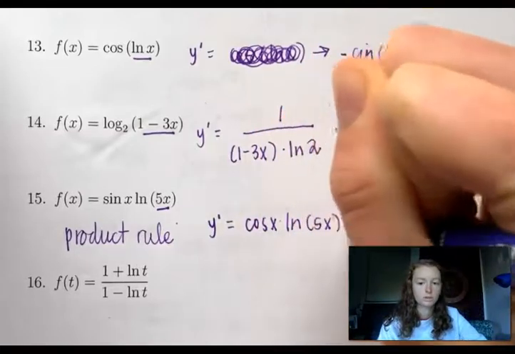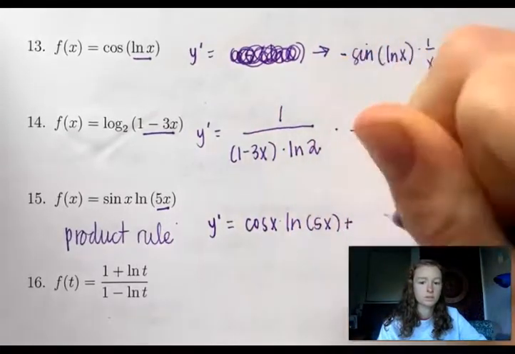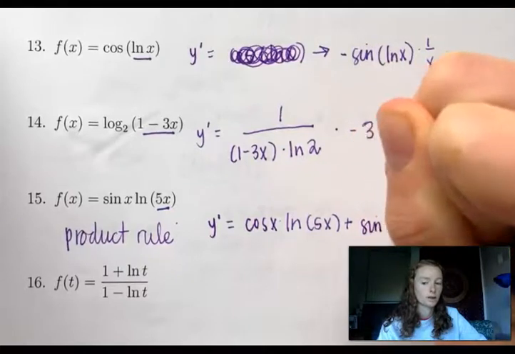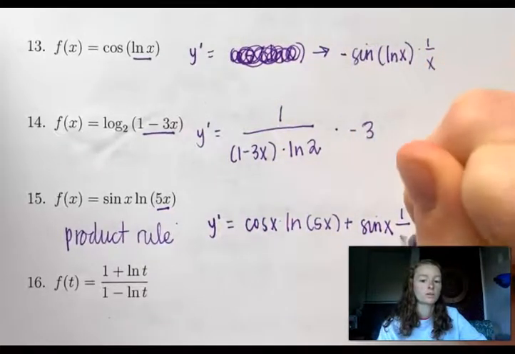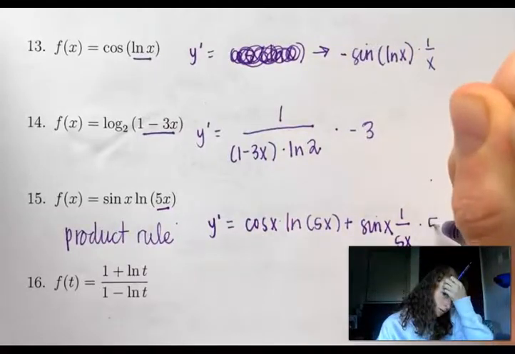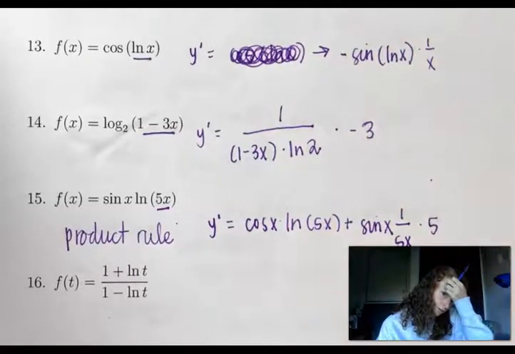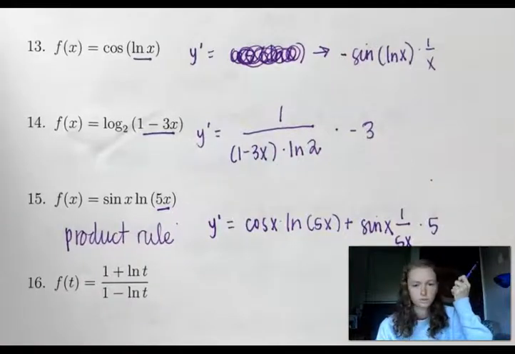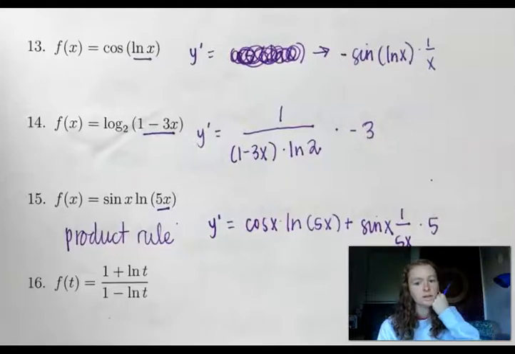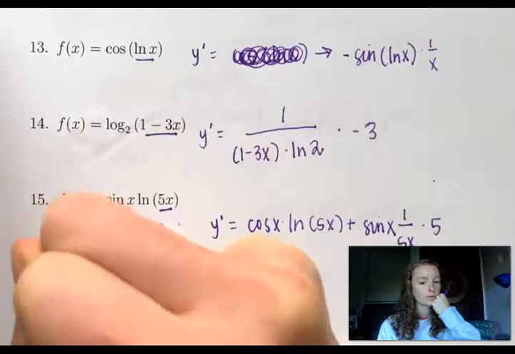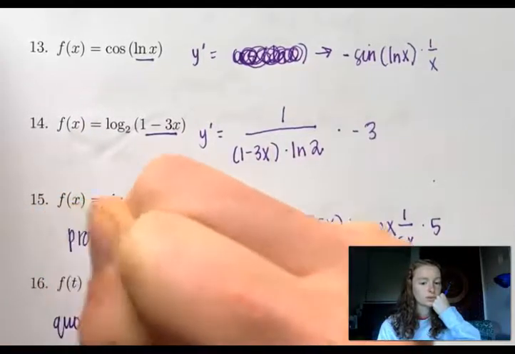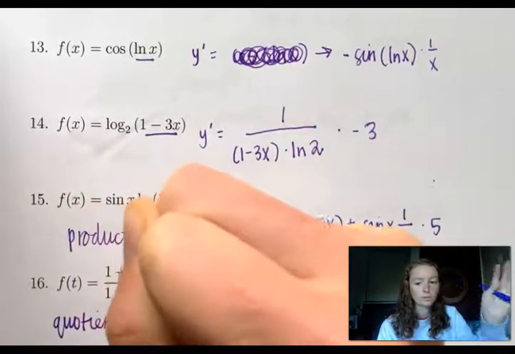So the derivative of sine of x is cosine of x, and then you multiply by the second half, which is ln of 5x. And then the derivative of ln of 5x is, oh, sorry, 1 over 5x, my bad. And then you multiply by the derivative of 5x, which is 5, and then you write sine x. Sorry if that was confusing.